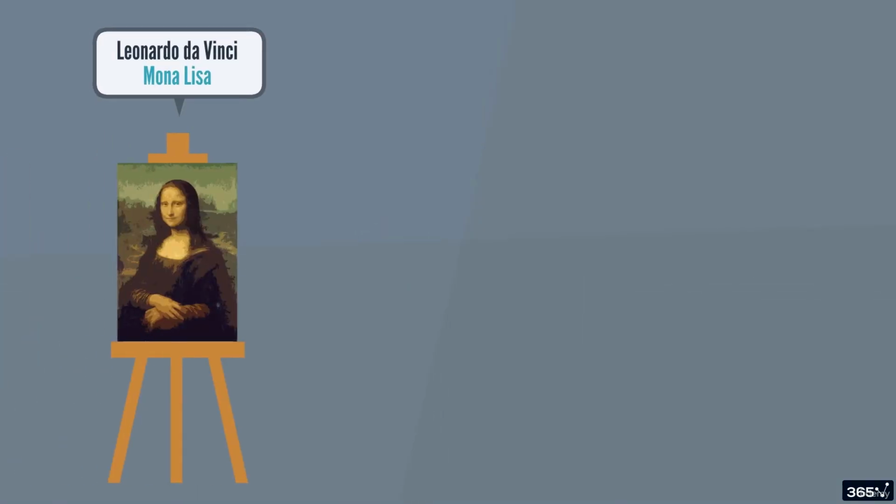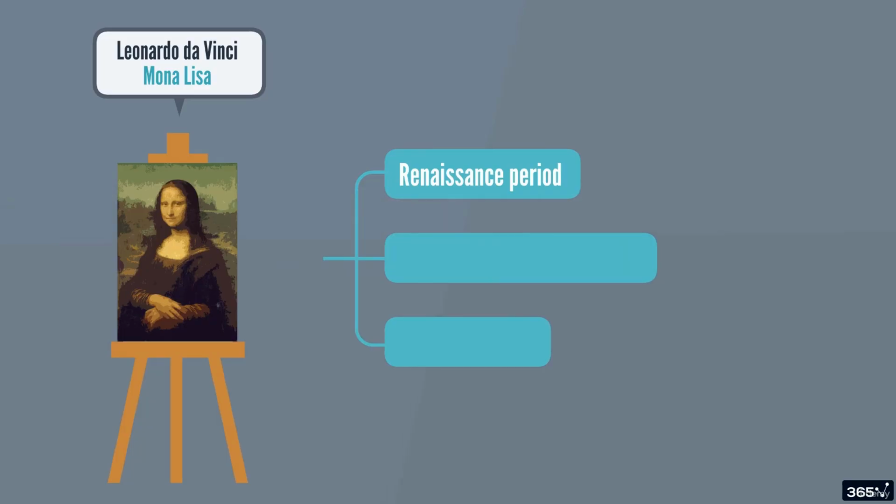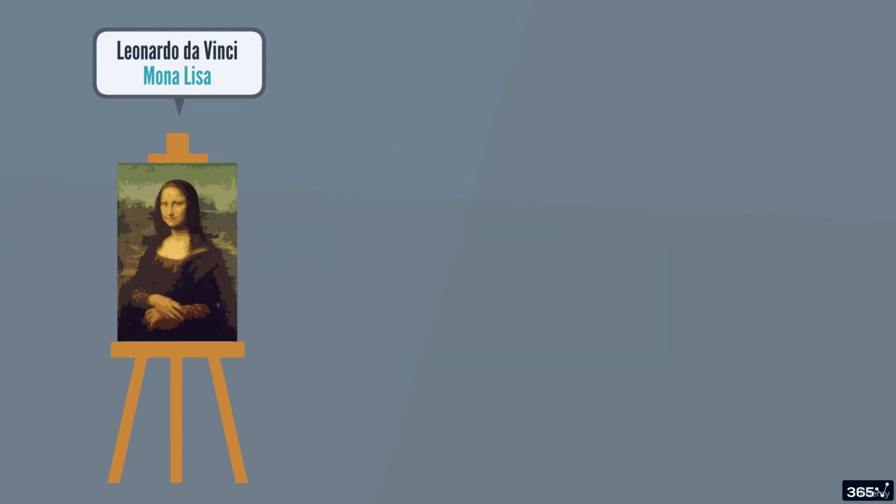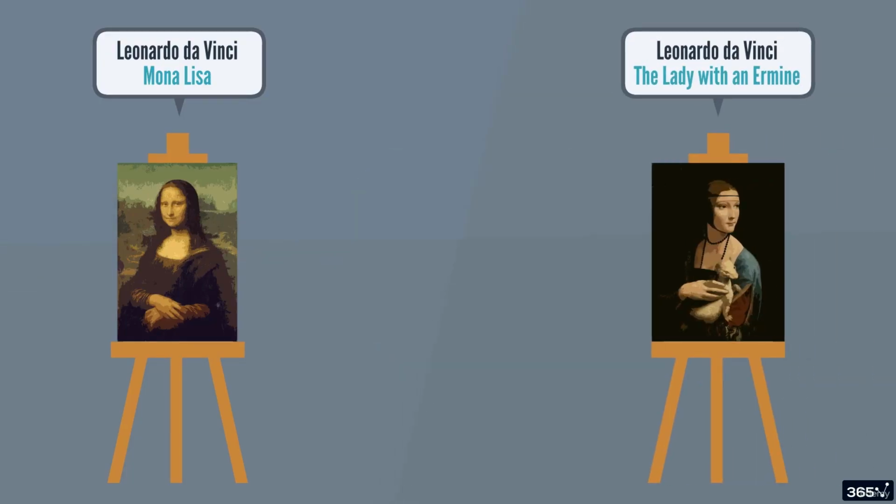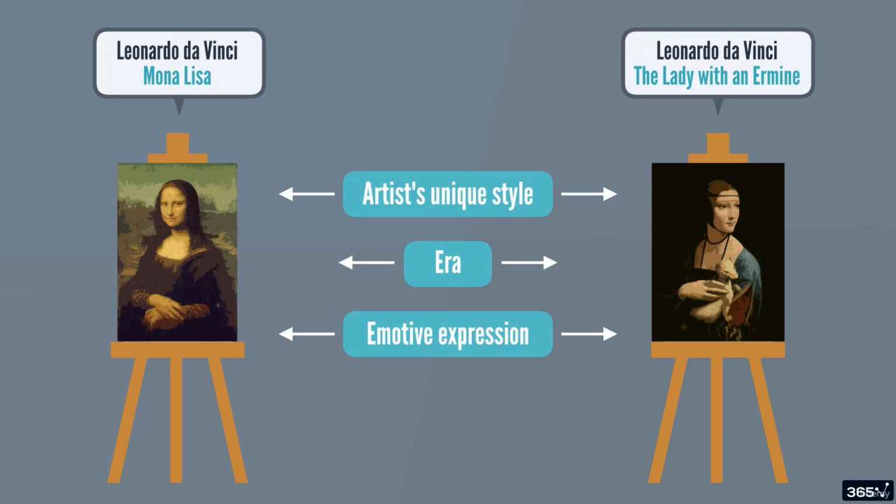For instance, Leonardo da Vinci's Mona Lisa is not just a portrait of a woman, but a masterpiece from the Renaissance, characterized by specific painting techniques and an emotional depth that resonates through the ages. Nearby, you might find The Lady with an Ermine, another of da Vinci's works, sharing many features such as the artist's unique style, the era, and the emotive expression, positioning it closer to the Mona Lisa within the vector space.